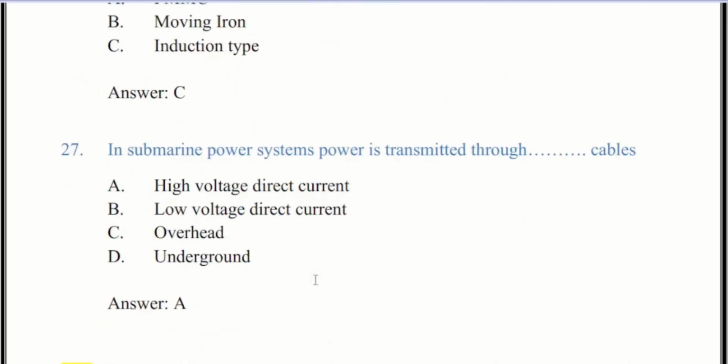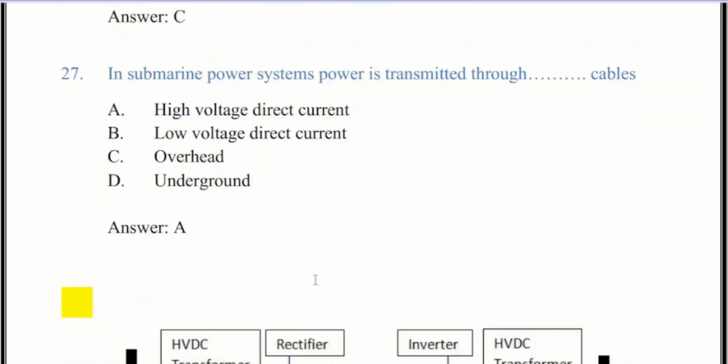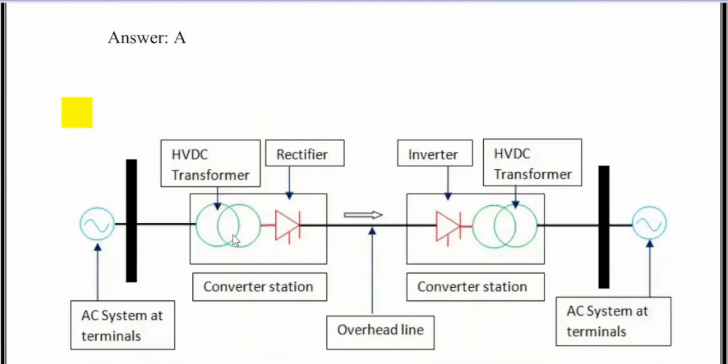Now we come to question number 27. In submarine power system, power is transmitted through dash cables. There are four options. The correct answer is A, high voltage direct current.